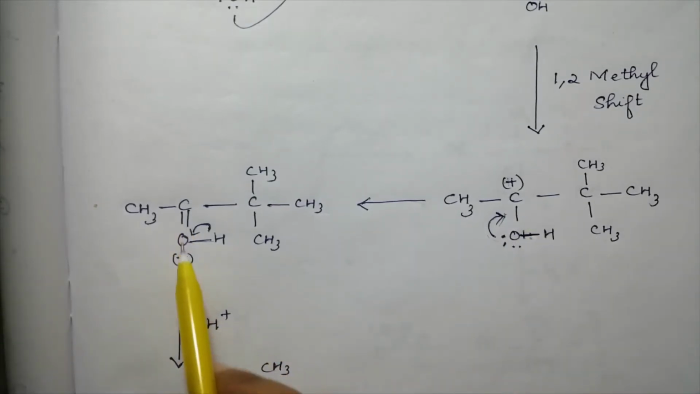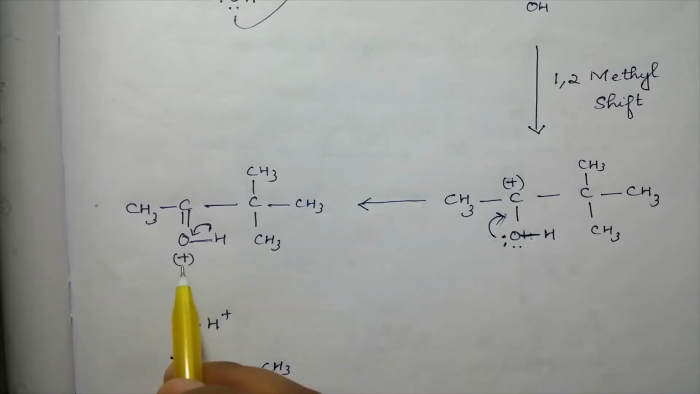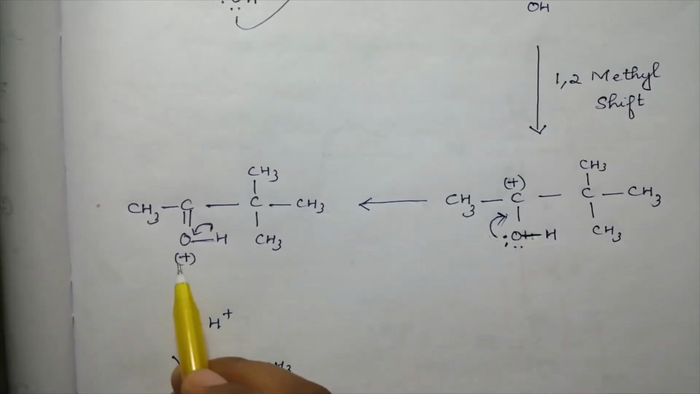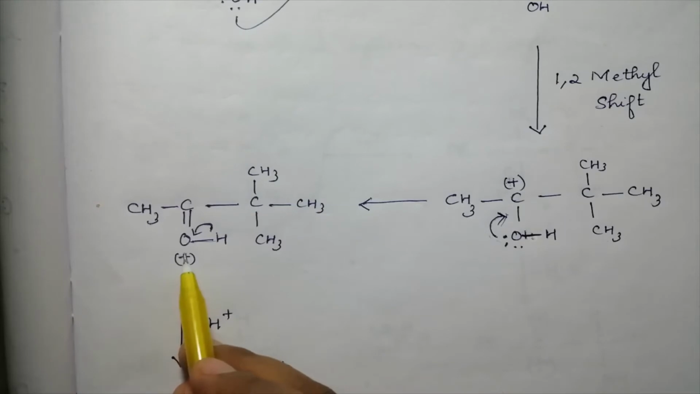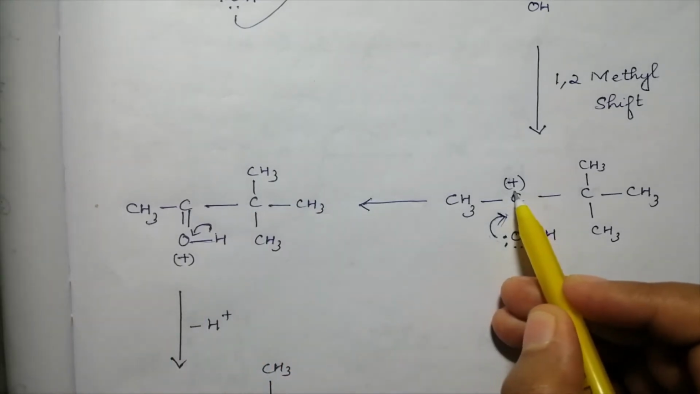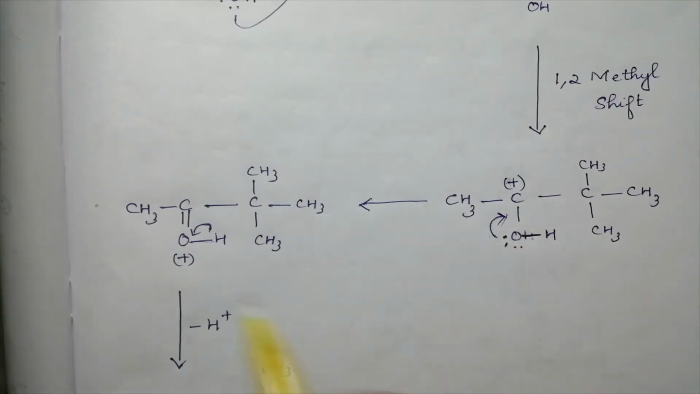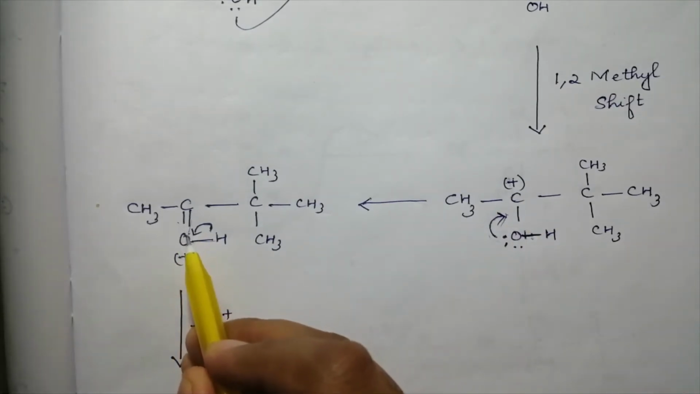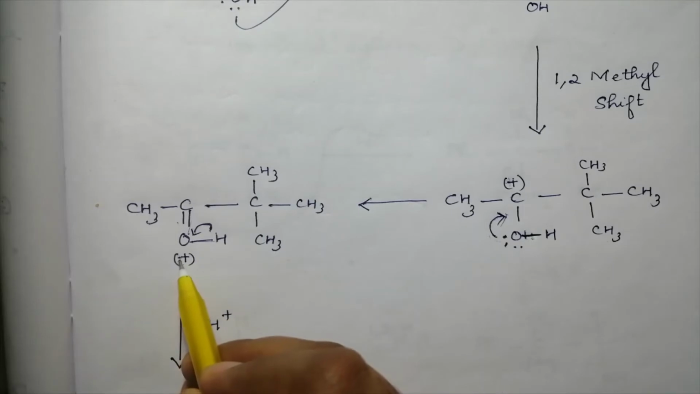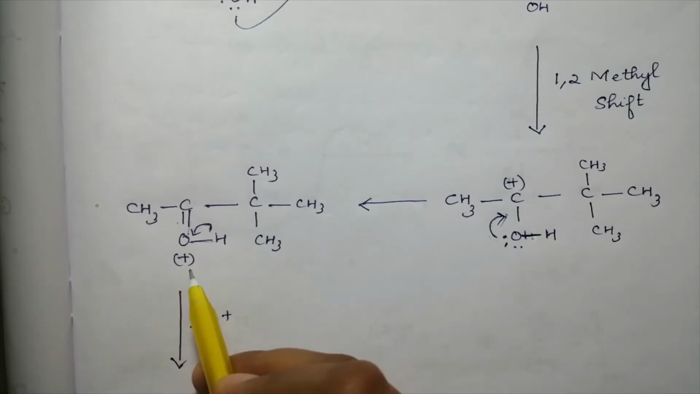So C double bond O is being formed. Now since the oxygen gave off its electron, the oxygen would become positive. Earlier this carbon was positive, so to make that carbon neutral, oxygen would donate electrons, forming a double bond here. As a result, because the oxygen gave off its lone pairs, it would become positive.